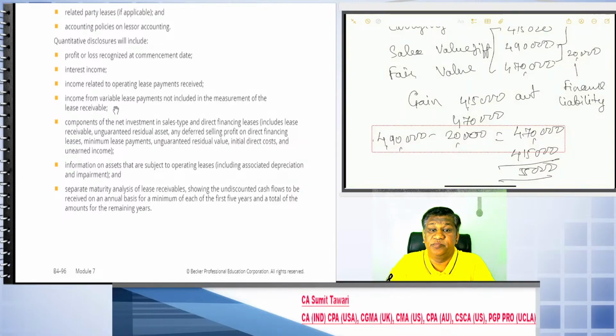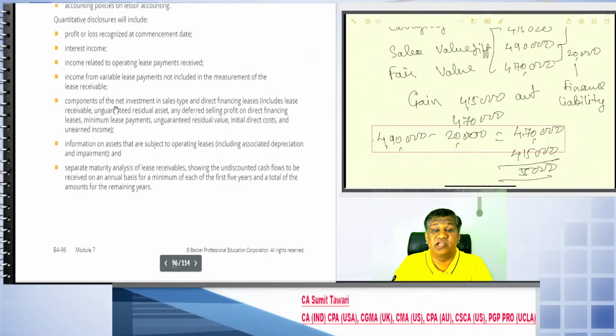Information on assets that are subject to operating leases, including associated depreciation and impairment, and a separate maturity analysis of lease receivables showing the undiscounted cash flows to be received on an annual basis, at a minimum for each of the first 5 years and the total of the amount in the remaining years. So for the first 5 years we need to give a year-wise breakup, and for more than 5 years we need to give a consolidated number.